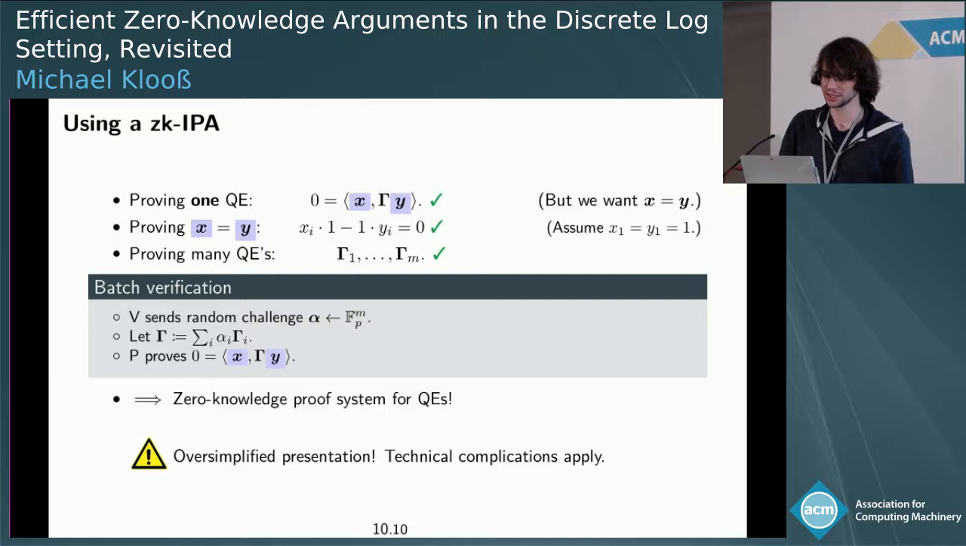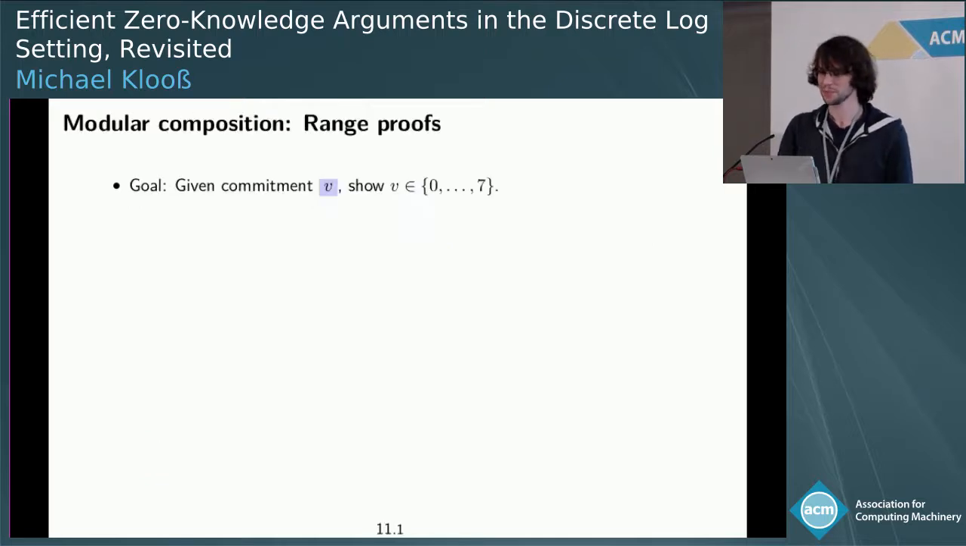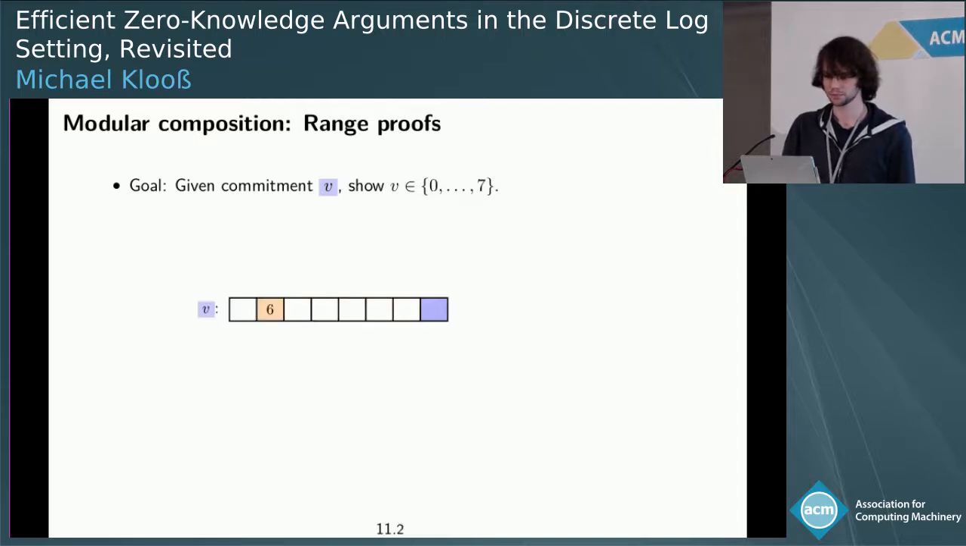Technical complications apply. This doesn't work like advertised. But we can also get a kind of modular composition, which is if we have a commitment to this scalar v, and we want to prove that it lies in the range of 0 to 7, we can easily do this if the commitment depends on the CRS of bullet proofs. So here the commitment is in this second component of the vector, and all the other components, the white components, must be zeroed, and the blue component is randomness.